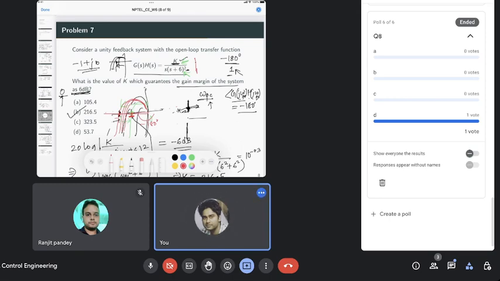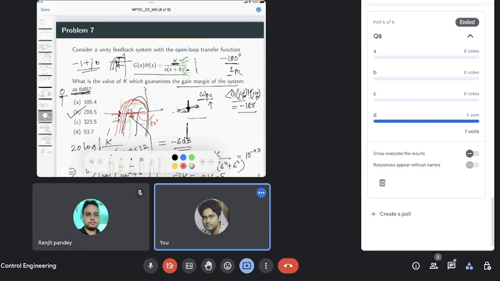So you know what the phase crossover frequency is. At that point, you see how much gain you can still increase till you reach the -1 point, that is the gain margin, right? Now you define this in turn for the phase margin. So what should be your gain at the phase margin? I mean, at what gain should you compute your phase margin?